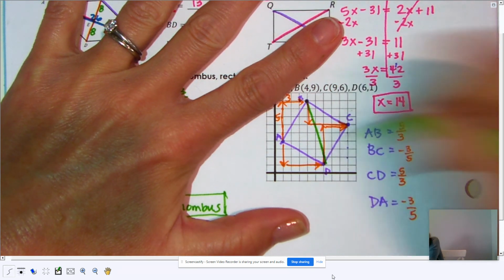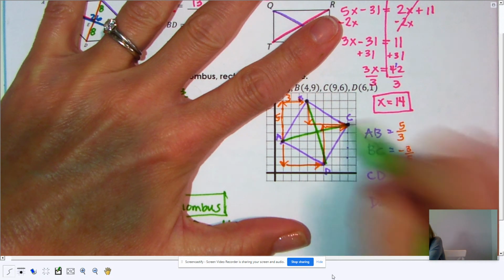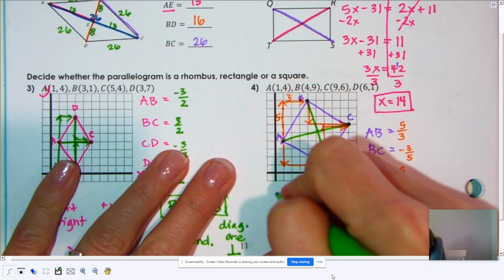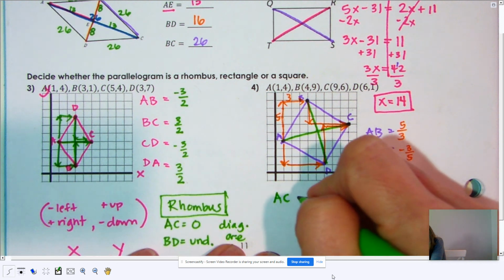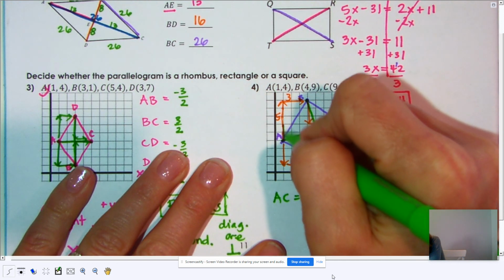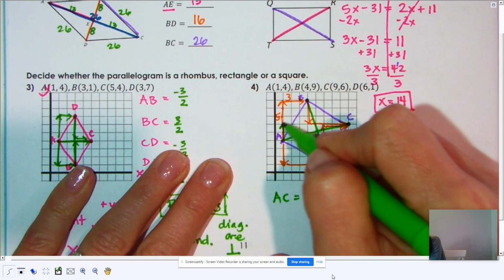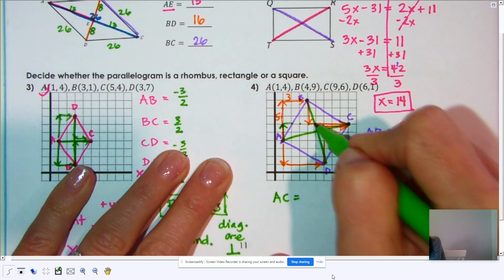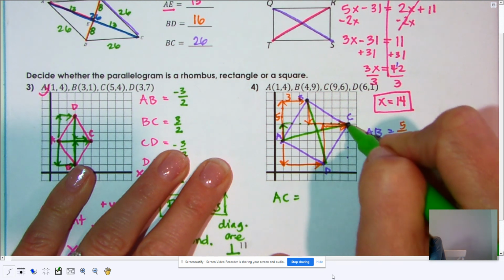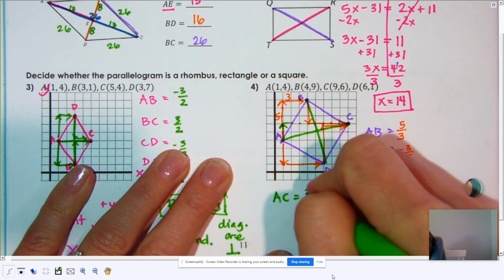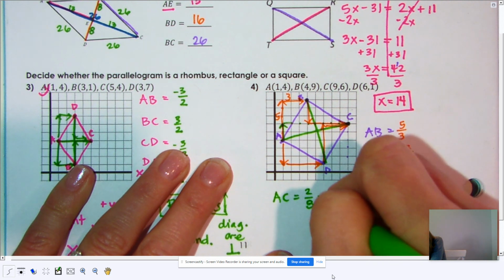I'm going to go from here to here and here to here. Okay, so from A to C, I went up by 2 and over by 1, 2, 3, 4, 5, 6, 7, 8. So up by 2, over by 8. So if I reduce that, I get 1/4.